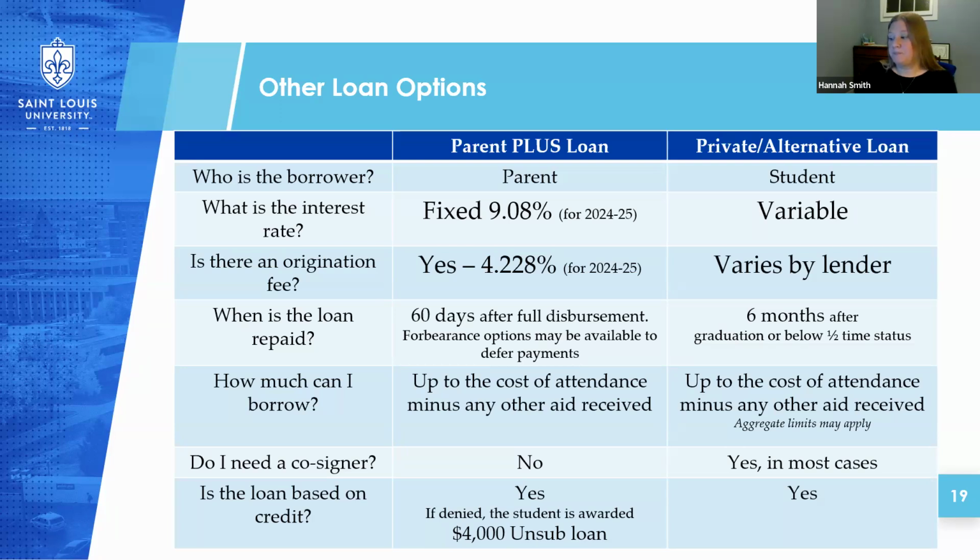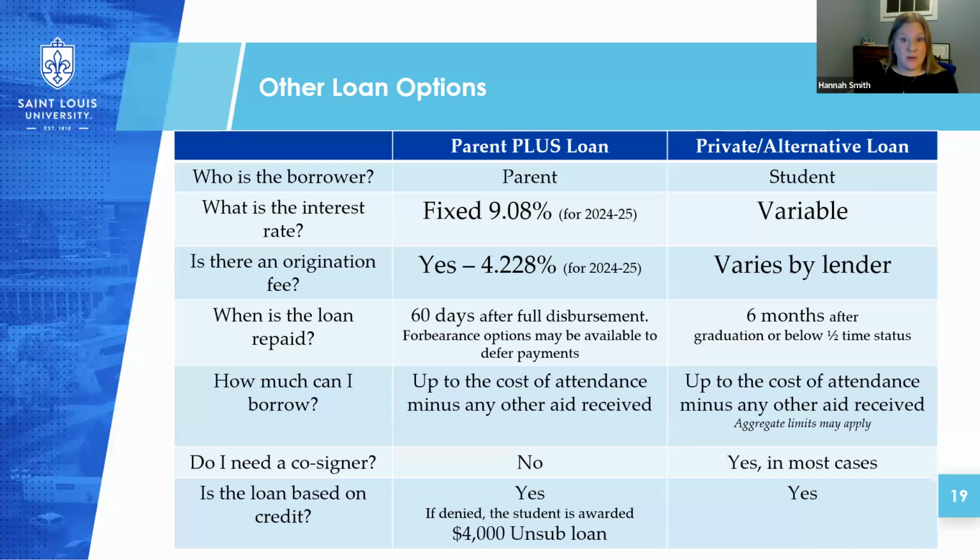Your eligibility for a Parent Plus loan or a private or alternative loan is up to the full cost of attendance minus any other aid that they've received. So if the cost of attendance is $60,000 and they got a $30,000 merit scholarship, you're eligible to take out a Parent Plus loan or a private or alternative loan of $30,000.